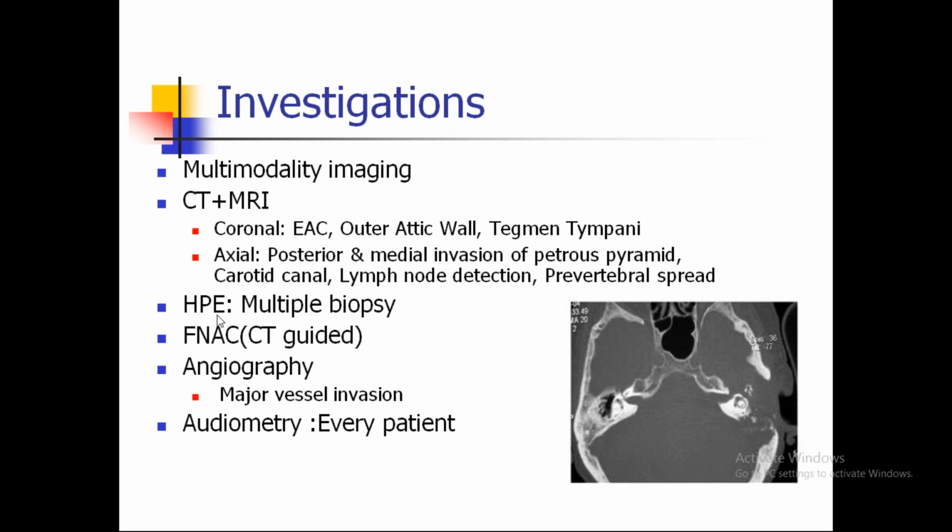Then you have to definitely do an HPE. Multiple biopsies have to be taken to come to a diagnosis. FNAC is generally done CT guided. Angiography is also sometimes required, whether the carotid or the IJV is involved. So angiography is also done to see whether major vessel invasion is present or not. Audiometry is done for every patient to see whether there is any hearing present or not.